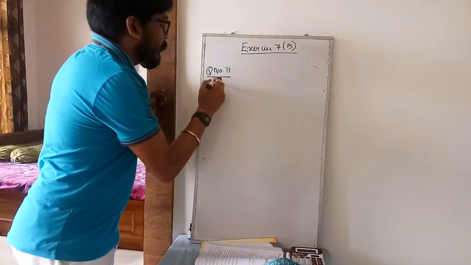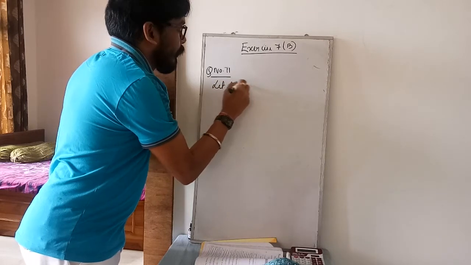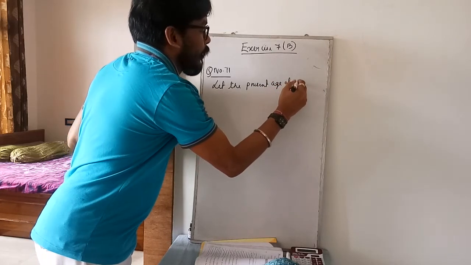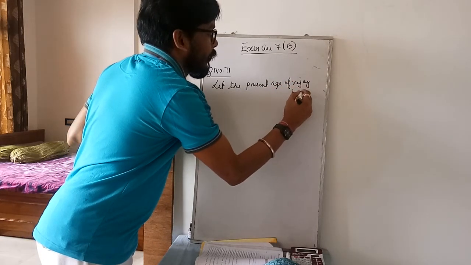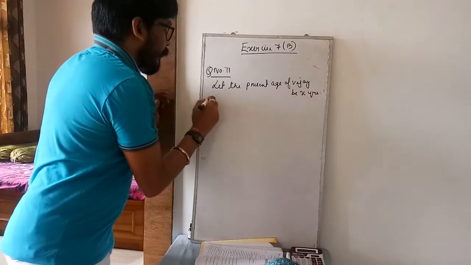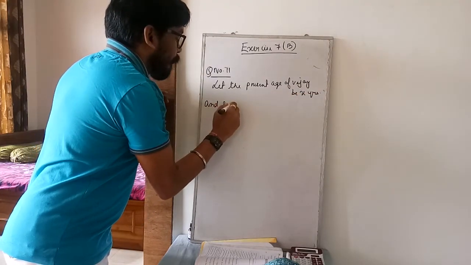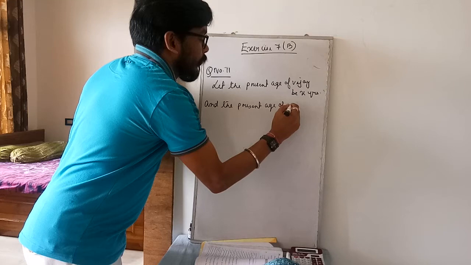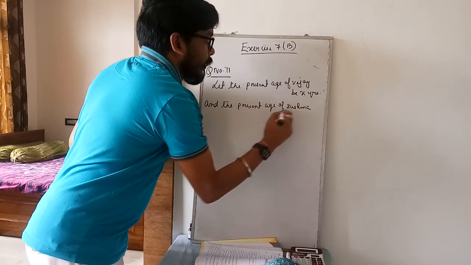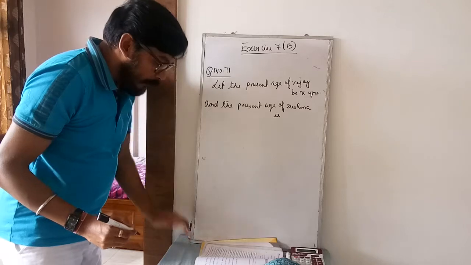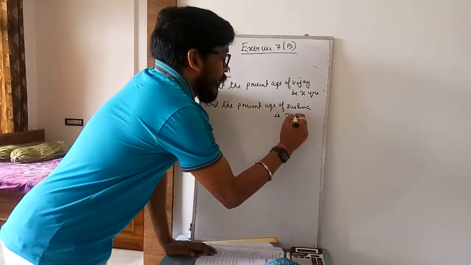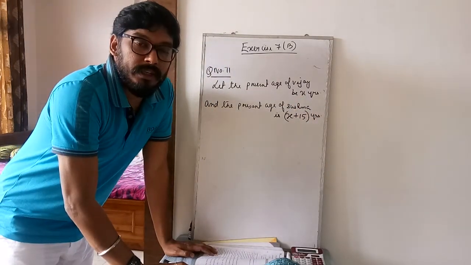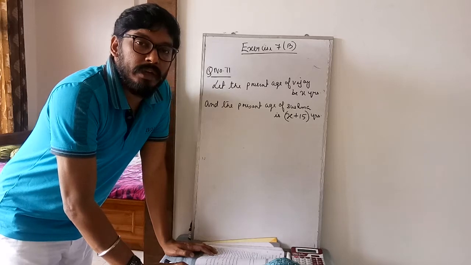So let me write, let the present age of Vijay be x years and the present age of Shushma. Shushma is how many years older than Vijay? 15 years. So it is x plus 15, put inside bracket years. So you have taken Vijay's age and Shushma's age. Now you will form an equation.